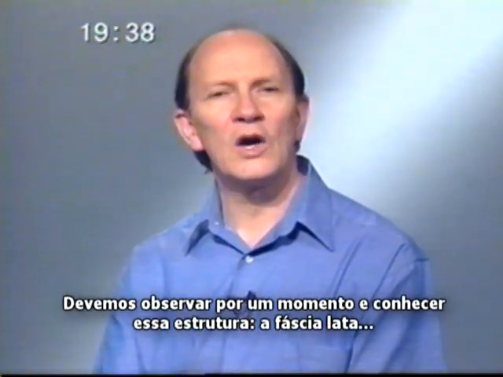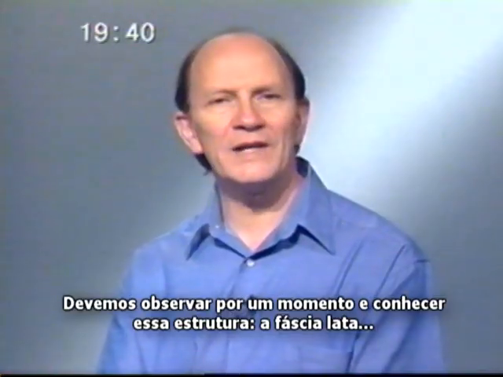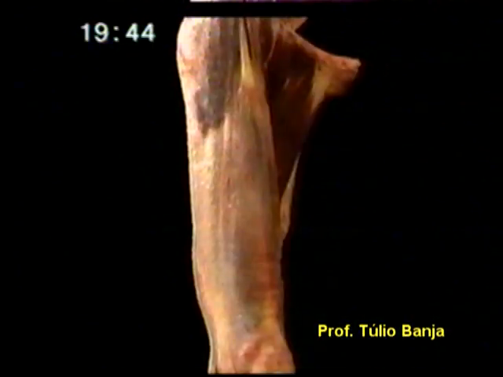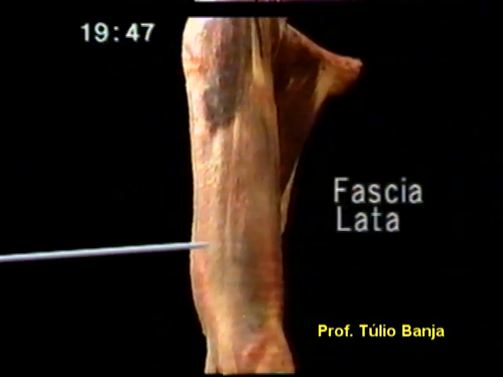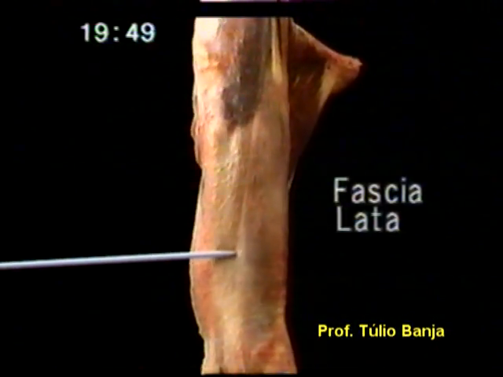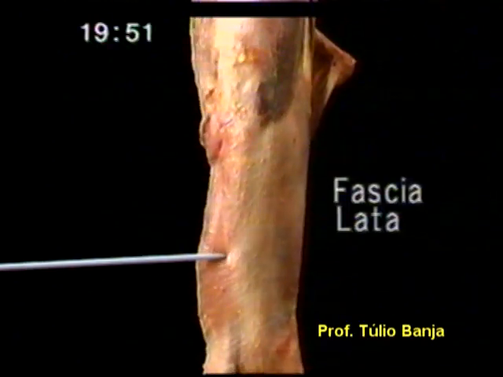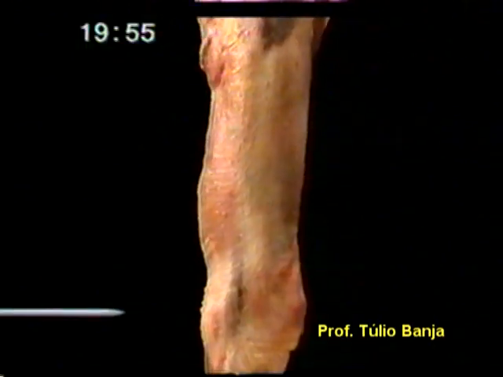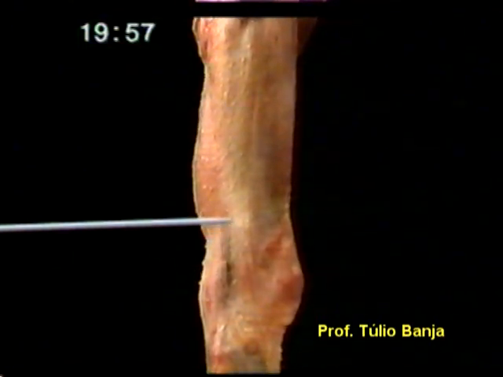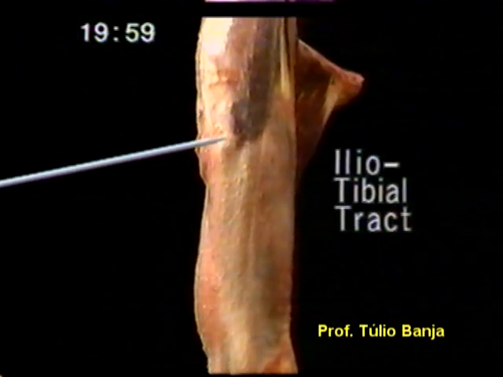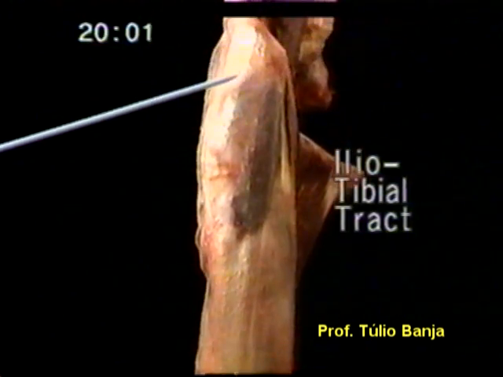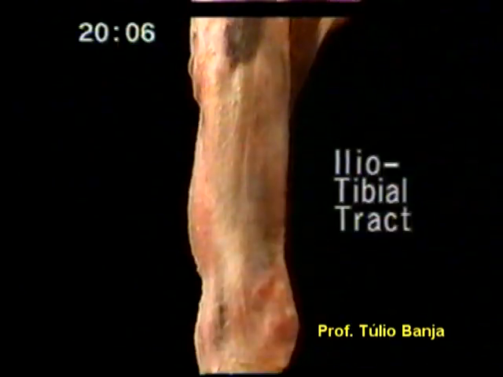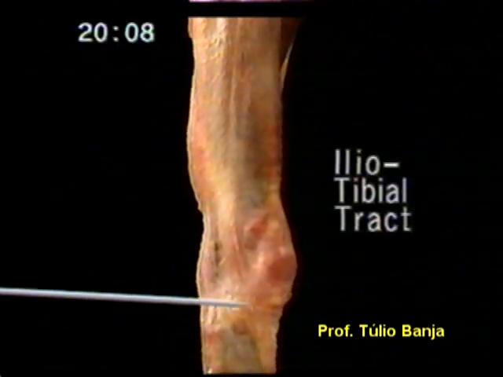Before we look at it, we need to digress for a minute and get acquainted with the structure that gives it its name, the fascia lata. The fascia lata is a continuous sheet of dense fibrous tissue that surrounds all the muscles of the thigh. Along the outer aspect of the thigh, there's a very marked thickening of the fascia lata called the iliotibial tract. The iliotibial tract extends all the way from here on the ilium down to here on the tibia.